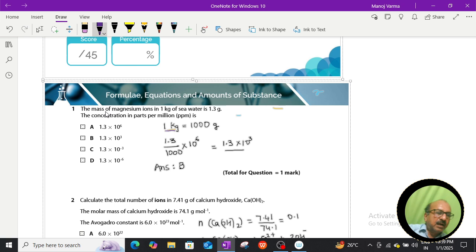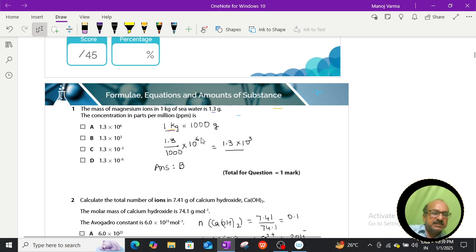The mass of magnesium ions in 1 kilogram of seawater is 1.3 gram. The concentration in parts per million is. So the first thing that we should do is convert this 1 kilogram into grams, because this value is given in grams. You are aware that 1 kilogram is 1000 gram. So that means in 1000 gram we have got 1.3 gram of the magnesium ions.